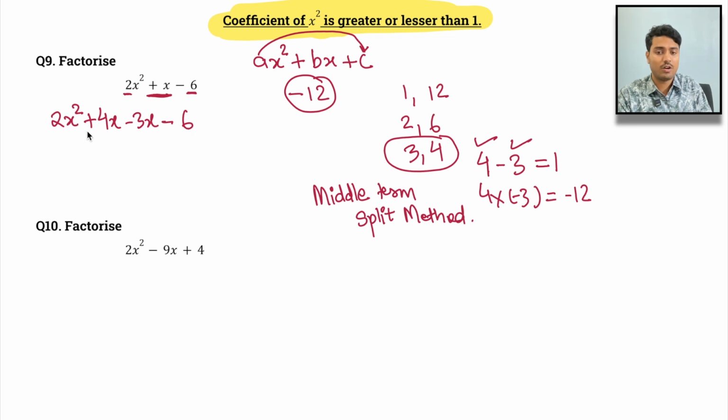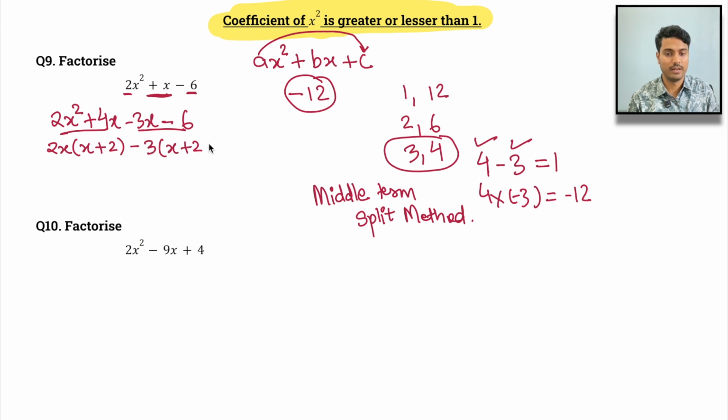Now from here we have to take common from the first two terms and the last two terms. So from the first two terms we can clearly see, we can take 2x common and we can write x plus 2 here, and from the last two terms we can take negative 3 common and x plus 2 again.